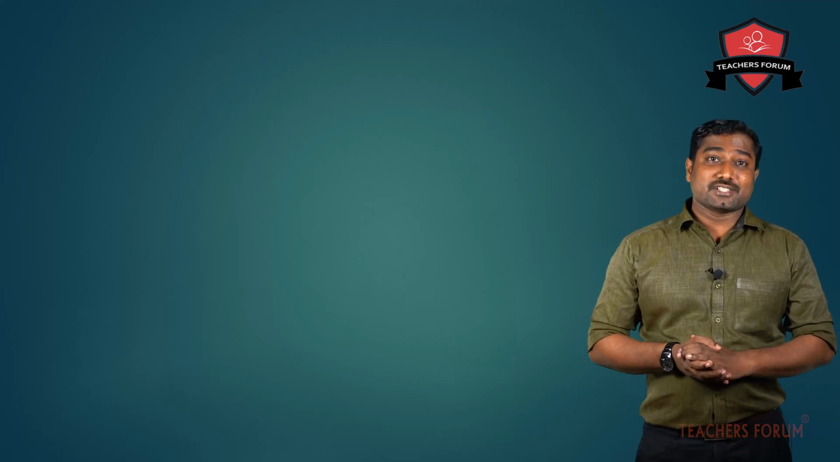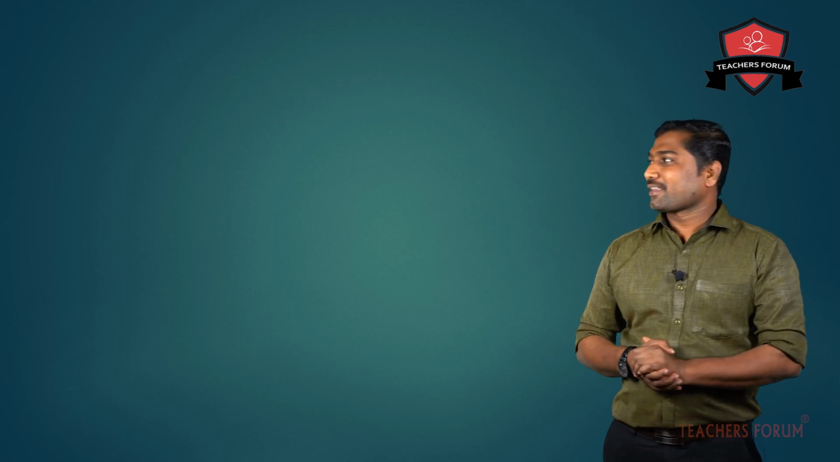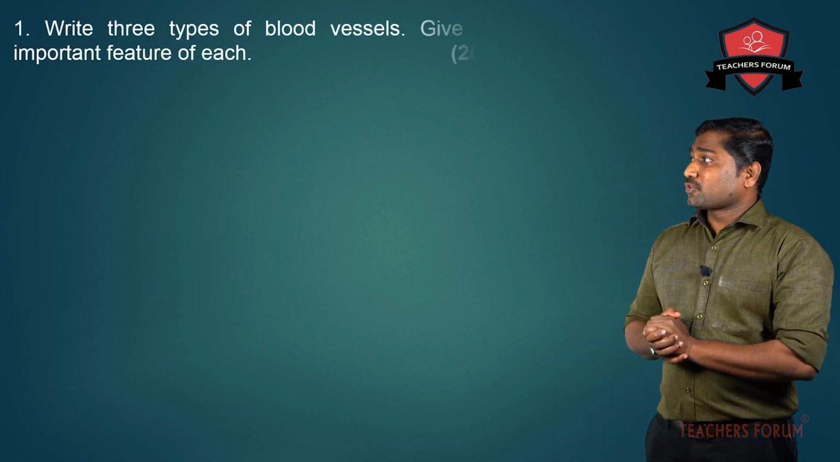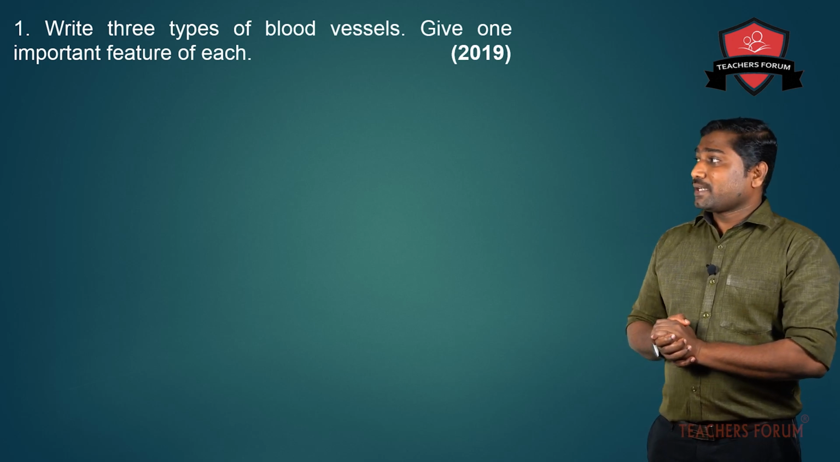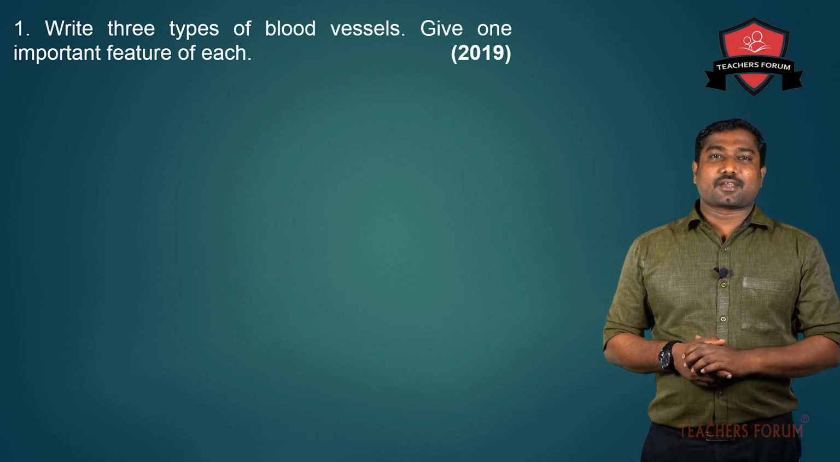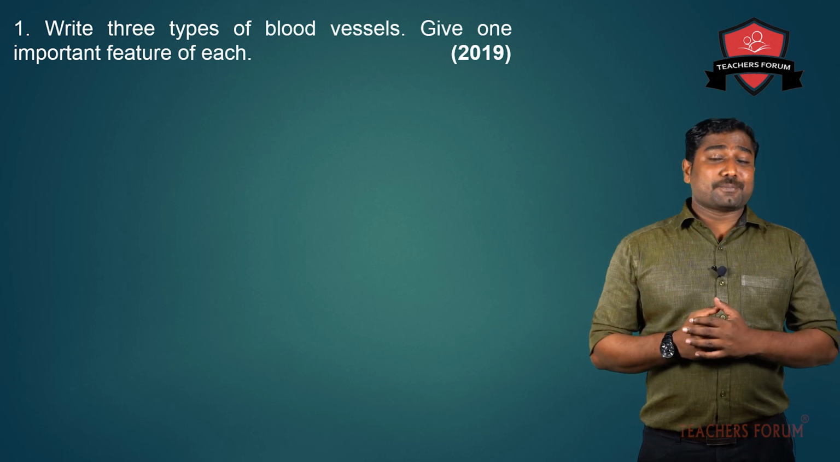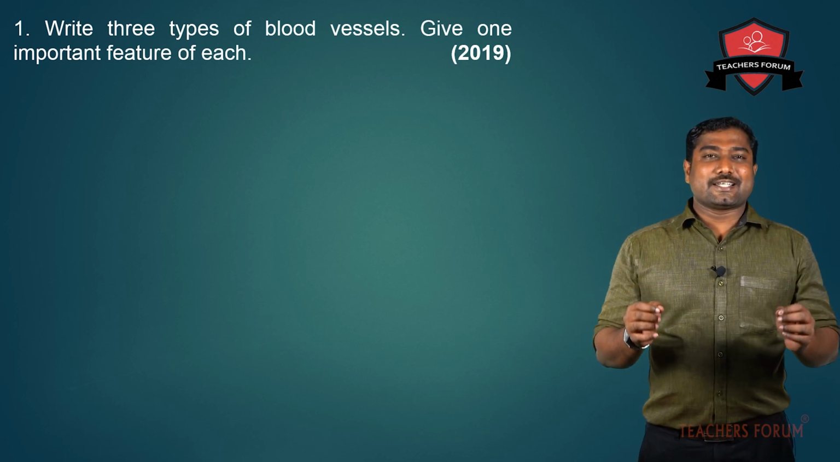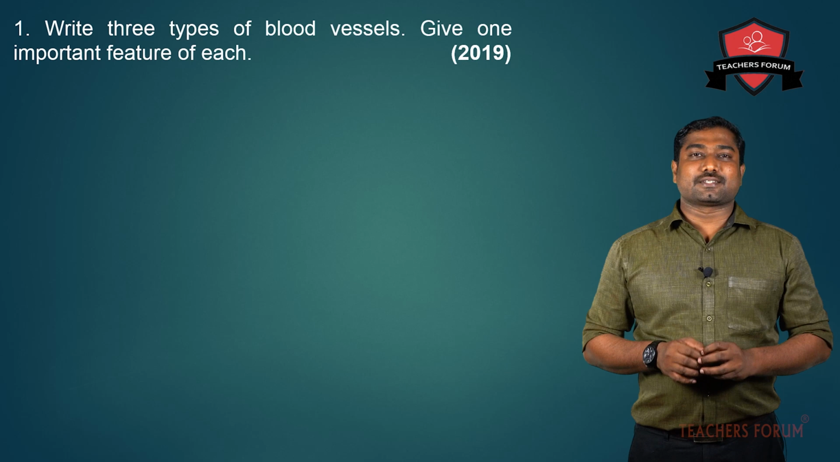Dear children, let's now discuss a few 3-mark questions from the topic transportation. Here we go, our first question. Write the 3 types of blood vessels. Give one important feature of each. We know we have 3 types of blood vessels. They are arteries, veins and the capillaries.